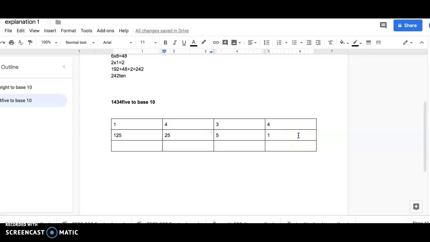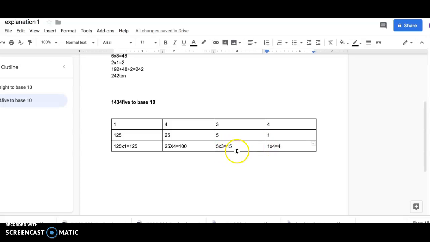Then I'm going to take those place values and multiply them with the number above each. We're going to start here: 125 times 1 is equal to 125. 25 times 4 is equal to 100. 5 times 3 is equal to 15. And 1 times 4 is equal to 4.